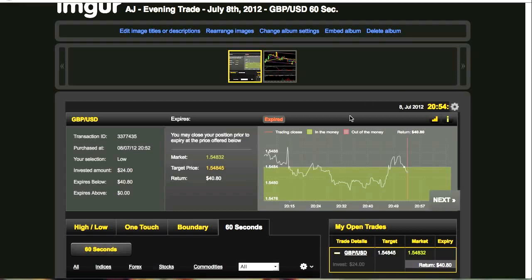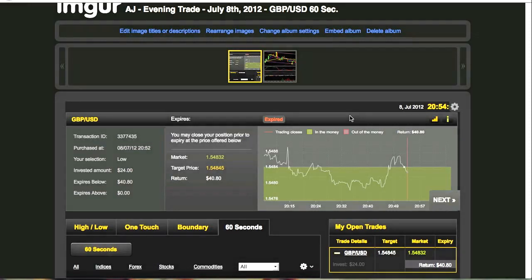So as you can see, it was a put option with a market price of 1.54832 and the target price being 154.845. So a good, just over 1 pip winner. Good trade, especially in the 60-second world. If you get anything over 3 to 4 tenths of a pip, it's excellent in the 60-second options world. Let's get into the chart work, shall we?